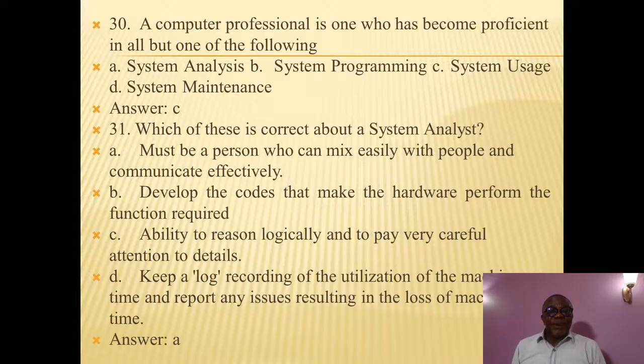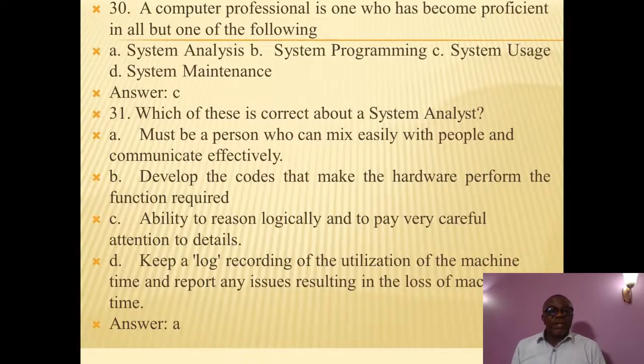D, keep a log recording of the utilization of the machine time and report any issues resulting in the loss of machine time. Of course, that should be the work of the operator. So you see, A, must be a person who can mix easily with people and communicate effectively for the person to be a good systems analyst.